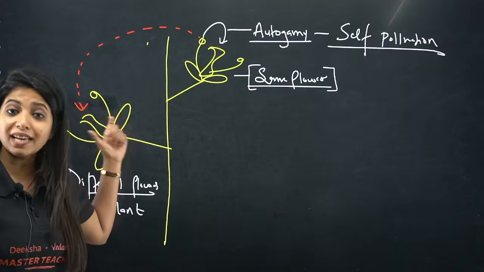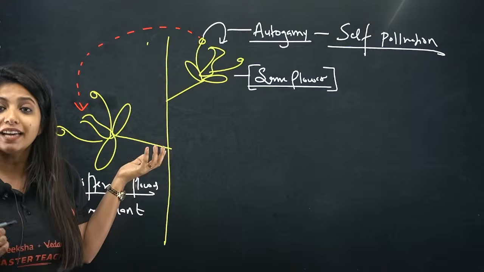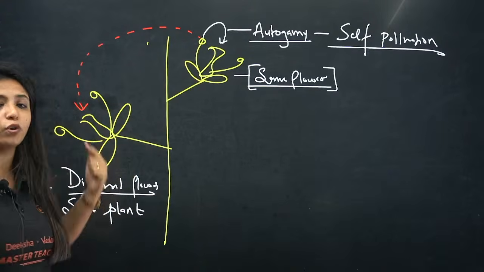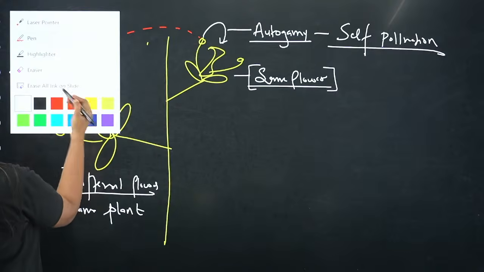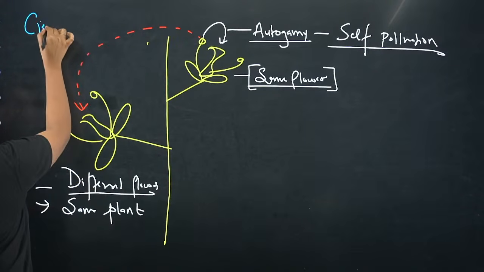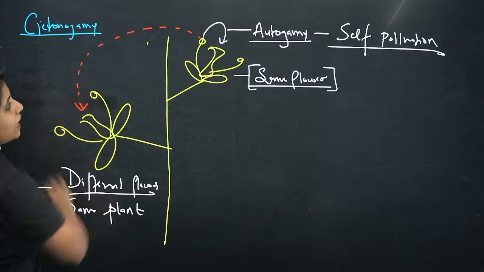Now, will you call this autogamy because it is happening in the same plant itself? No. Why will you not call it autogamy? Because two different flowers are being involved over here. So, ma'am, that means that you have another name for it. Yes, you have another name for it, and that is known as geitonogamy. It's known as geitonogamy.